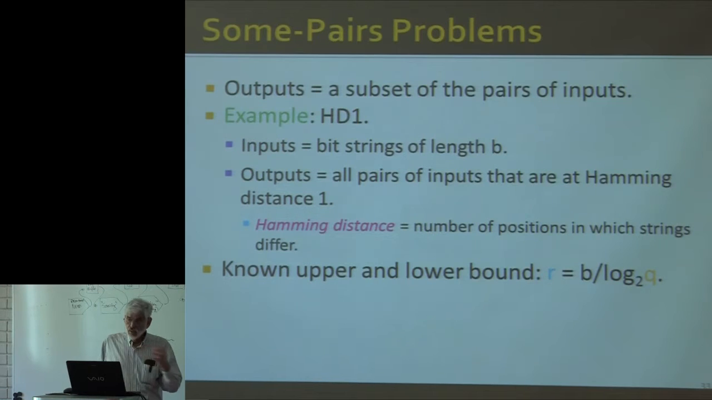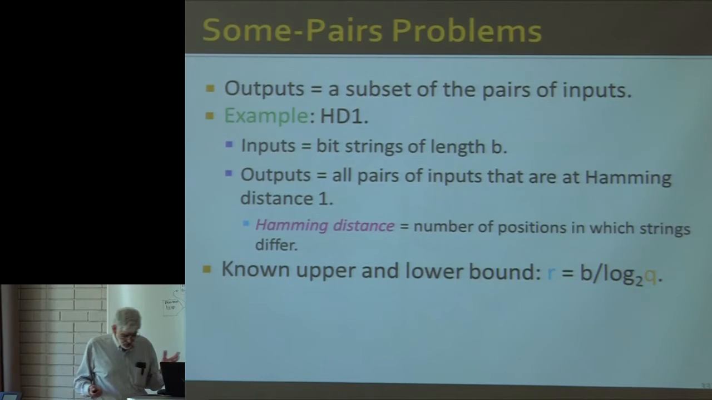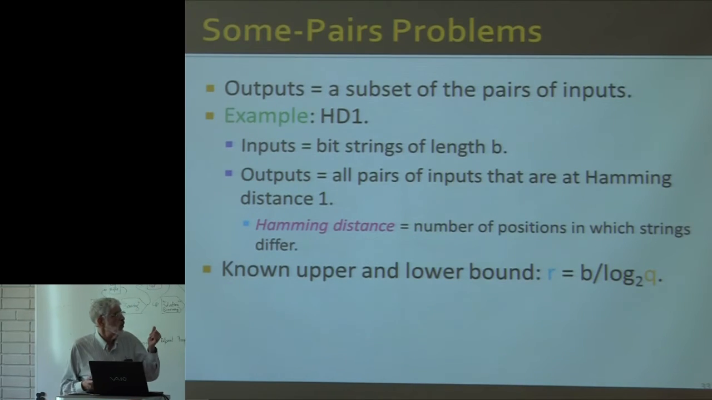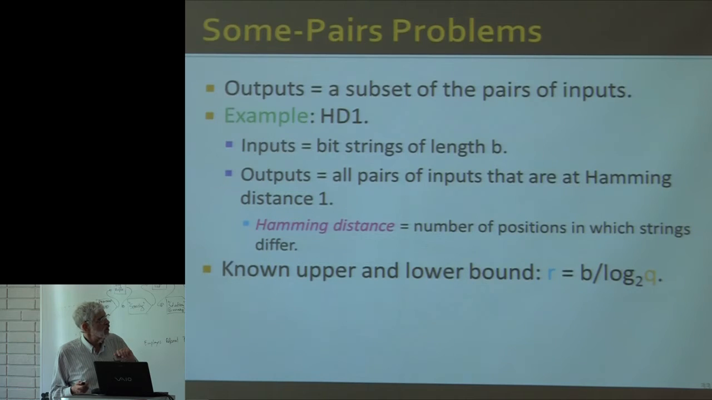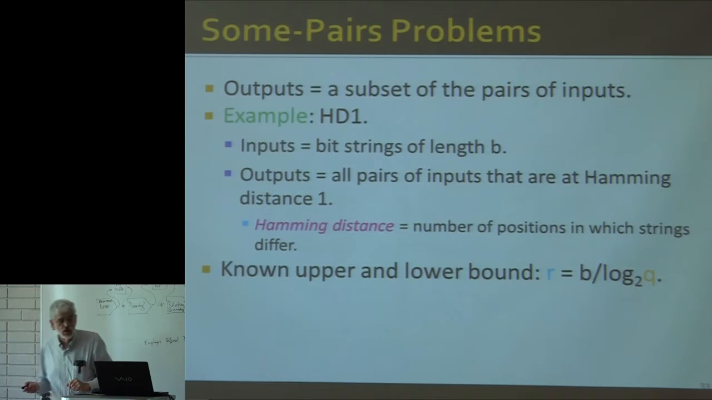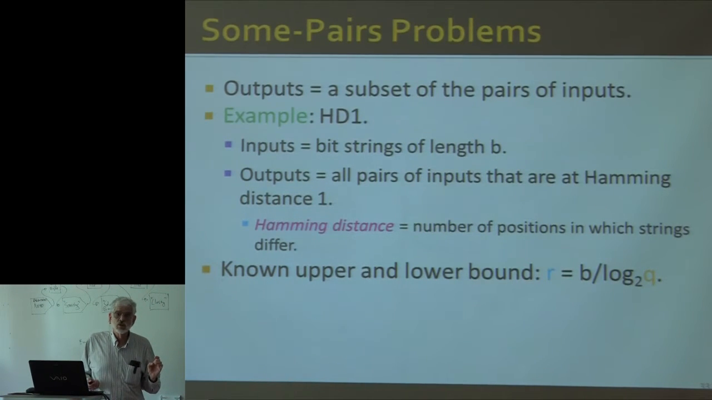Okay. This is actually in the paper on the theory. This is one of the problems that we were actually able to analyze. And what you get is this. There's both an upper and lower bound: the replication rate is b over log base 2 of q. So there's still this inverse relationship between the reducer size and the replication rate. The bigger the reducer size, the less the replication. But in this case, instead of it being a linear relationship, it's a logarithmic relationship. So r almost doesn't matter. r is never very big.